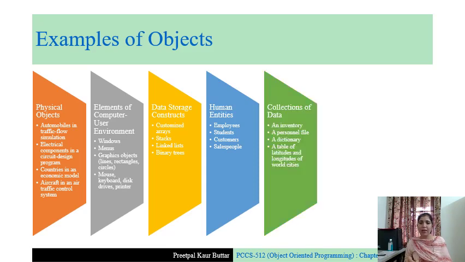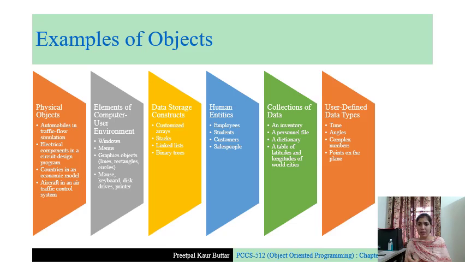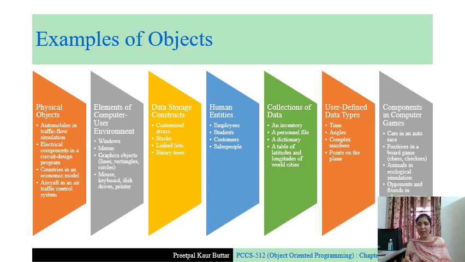of data such as an inventory, a personal file, dictionary, table of latitudes and longitudes, user-defined data types such as time, angles, complex numbers, points on the plane, components in computer games such as cars, positions in a board game such as checkers and chess, animals, opponents and friends in adventure games, and so on.